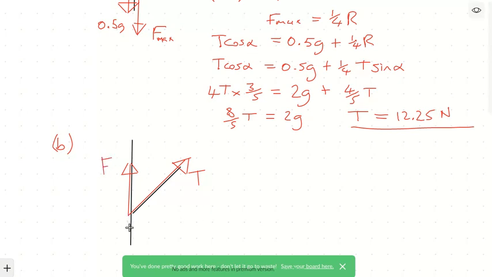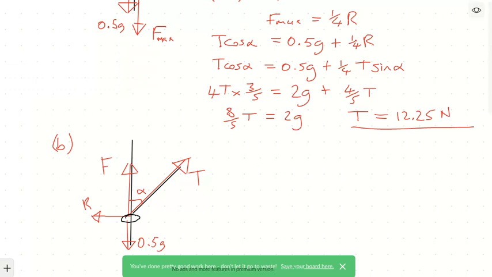And on the ring, I haven't drawn the ring here. I'll pop it in a second. Your diagrams haven't got to be beautiful. They've just got to be instructive, and help you solve the problem. 0.5 g. R still going in the same direction. R, T, and this is alpha. And let's draw in another color. There's the ring. Okay, so there we go.